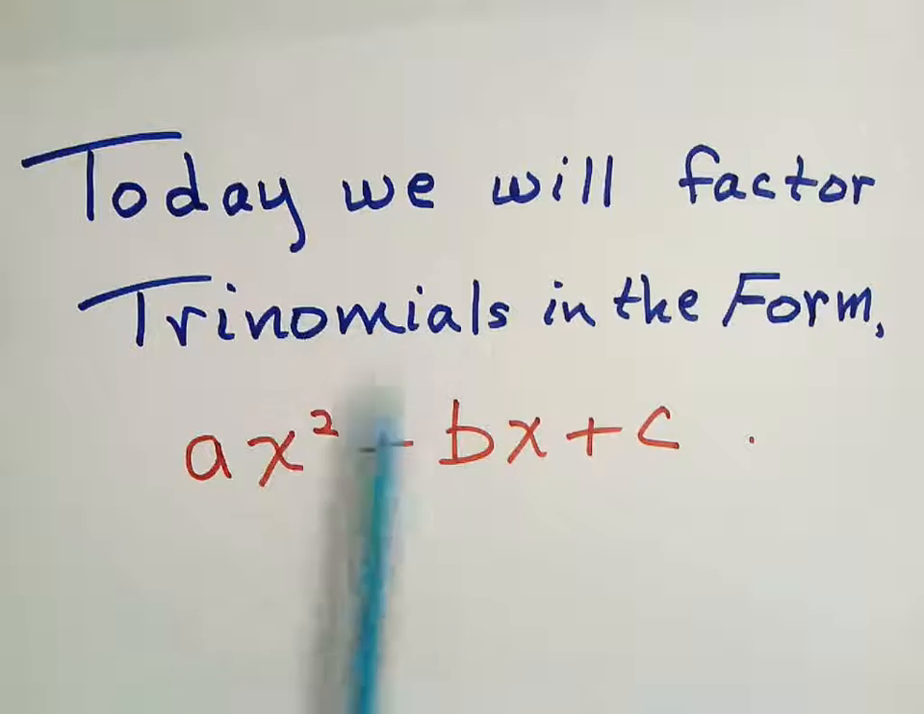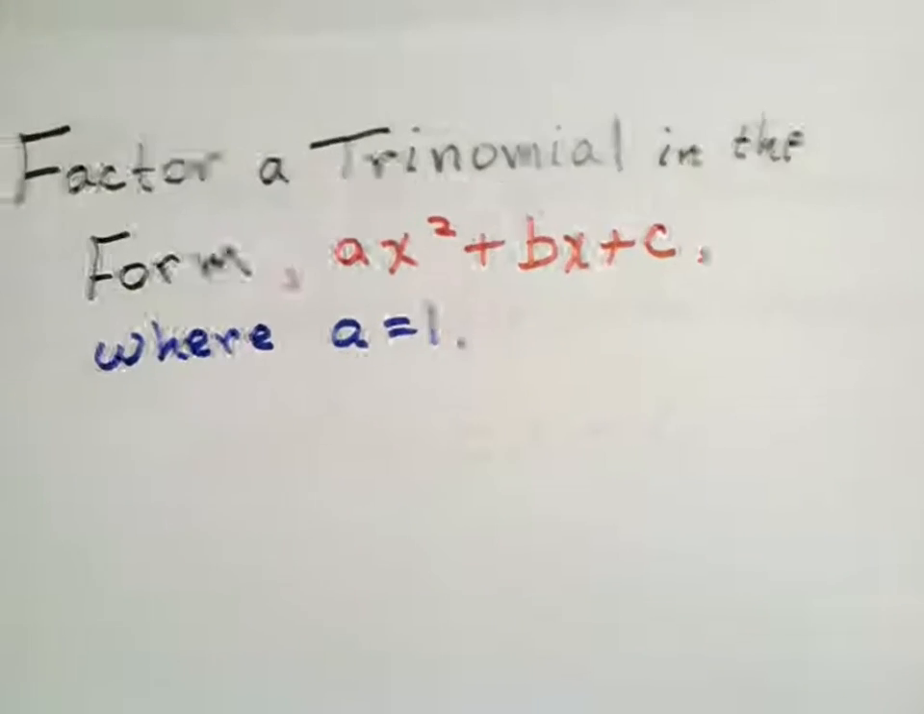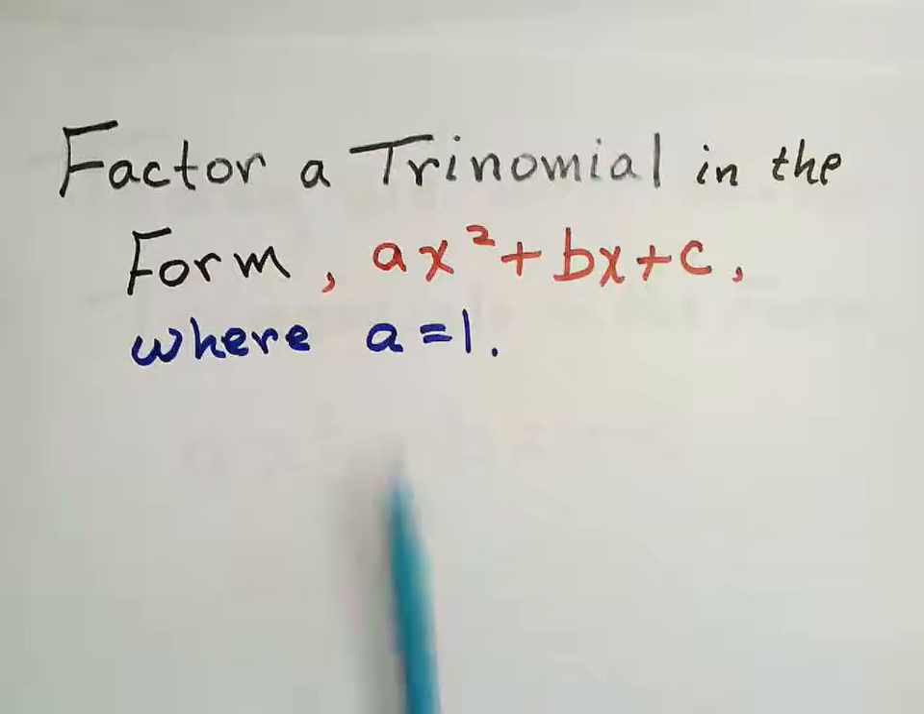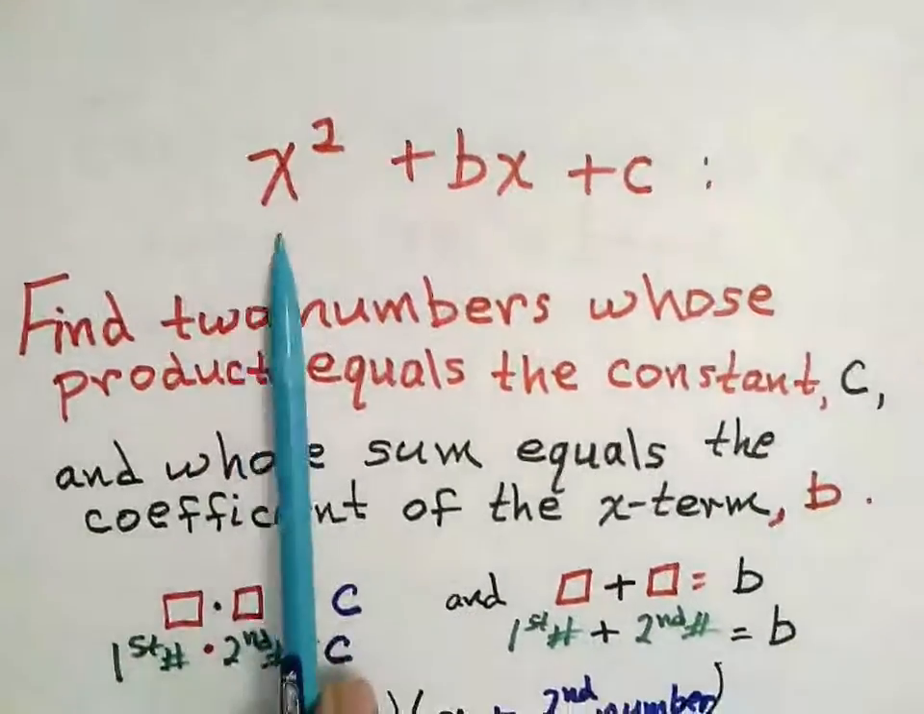Today, we will factor trinomials in the form of ax squared plus bx plus c. First, we're going to factor a trinomial in this form where the a is equal to 1. See right here, the a is equal to 1.